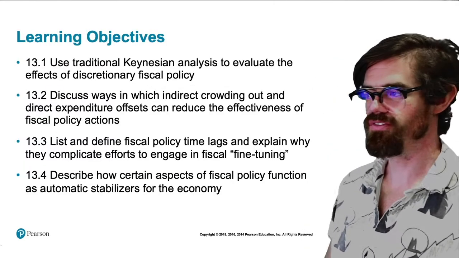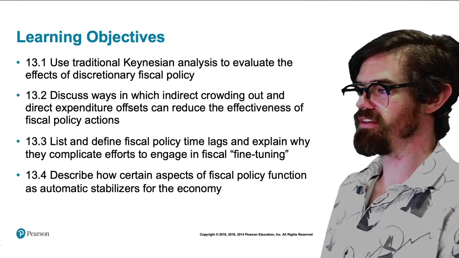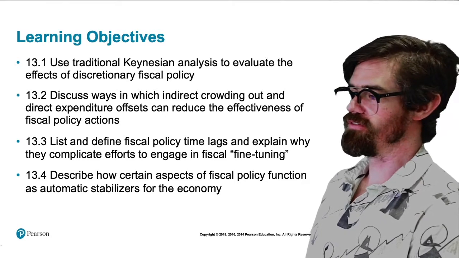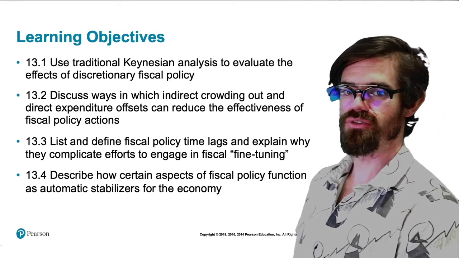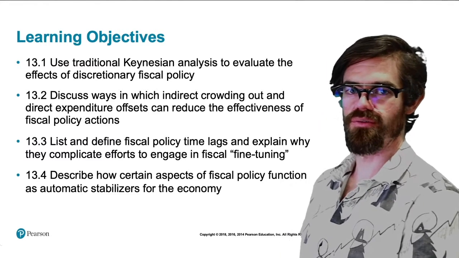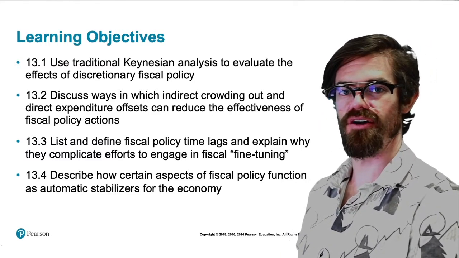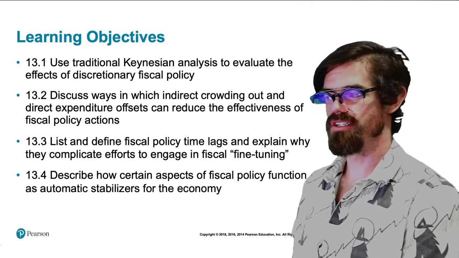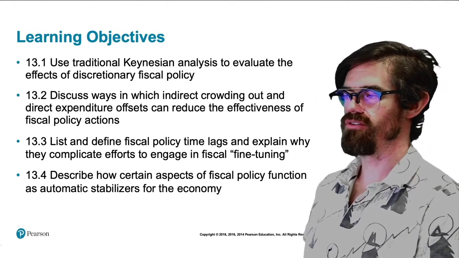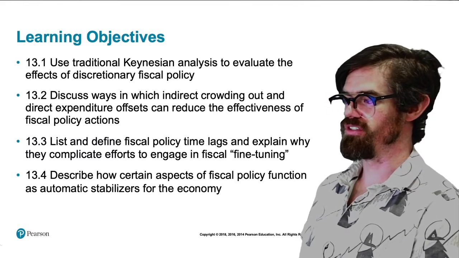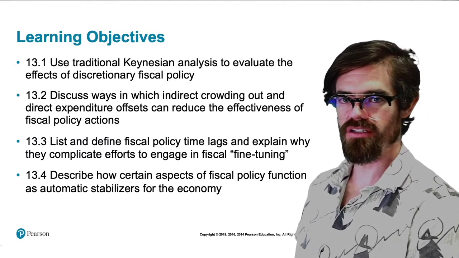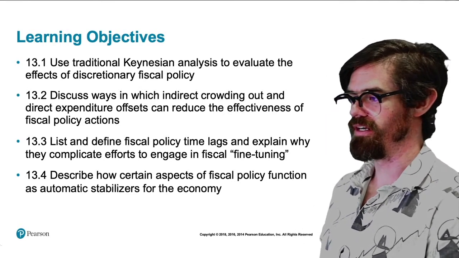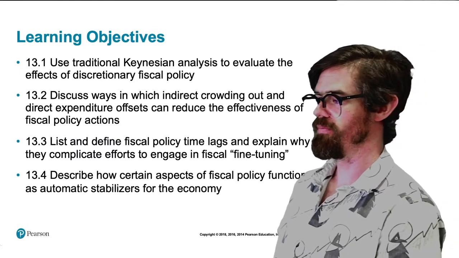So our objectives for this chapter are going to be using the traditional Keynesian analysis that we just learned to evaluate the effects of something called discretionary fiscal policy. So in other words, how the government spends its money and how it raises its money through taxes. In the next section, we're going to discuss ways in which indirect crowding out and direct expenditure offsets can reduce the effectiveness of the government's fiscal policy actions. So don't worry yet if you don't understand what crowding out and expenditure offsets mean. We're going to learn in that section.